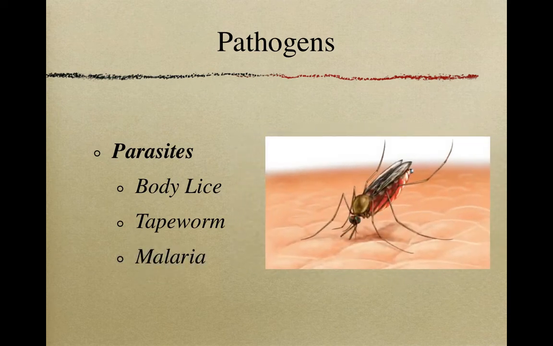And also malaria, which is one of the most common parasites. Luckily for us, there aren't too many cases of malaria in the northeast of the United States. Generally, malaria occurs in places like South America, Africa, and Asia. So the three types of pathogens that were mentioned there were the bacteria, virus, and parasites.